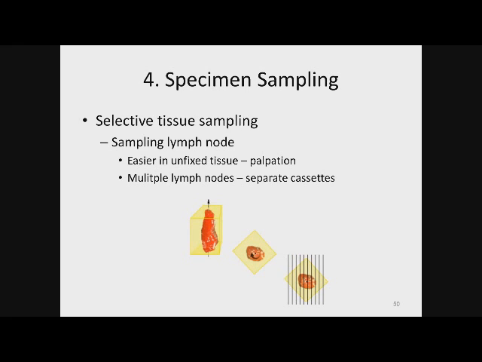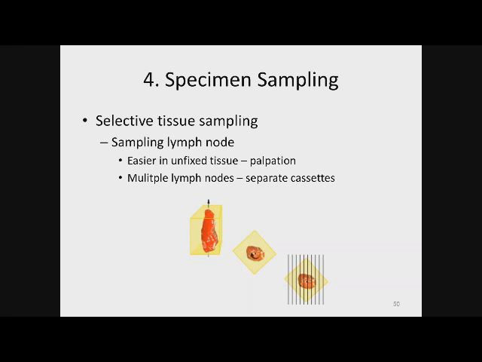With lymph nodes, oftentimes sentinel lymph nodes are cut into multiple different pieces. And again, this will vary per protocol. With the sentinel lymph nodes, we want to make sure that if the disease process did migrate to the lymph node, we have all of the lymph node cut through.